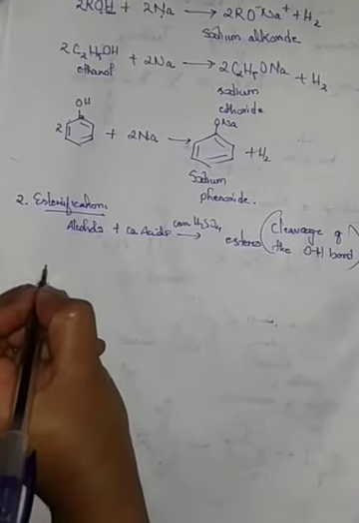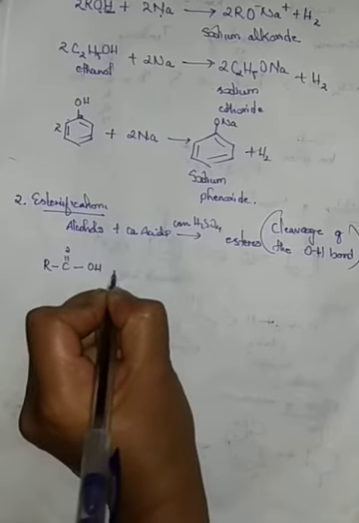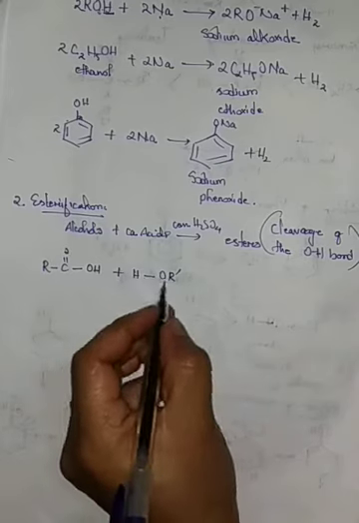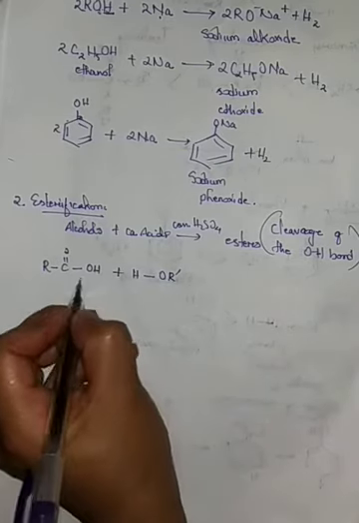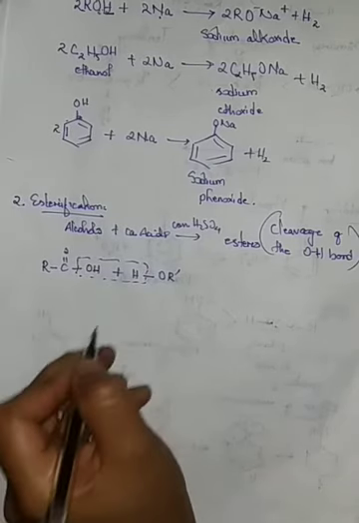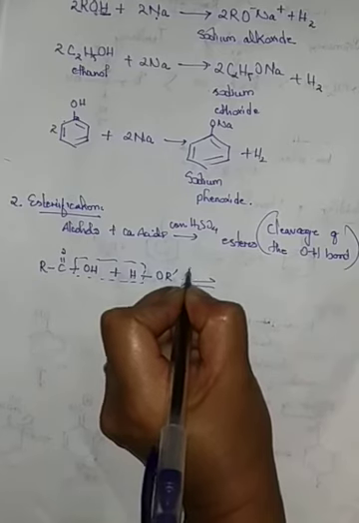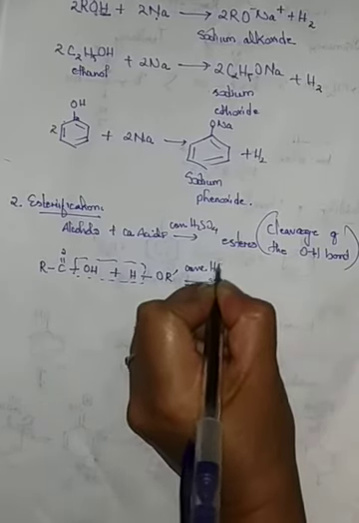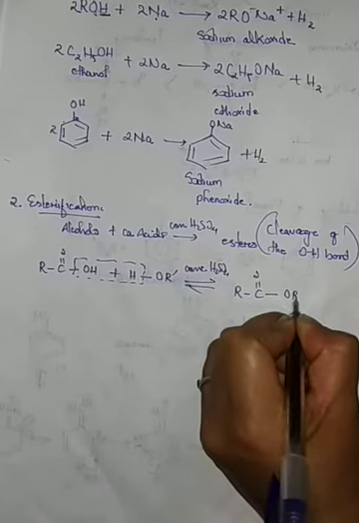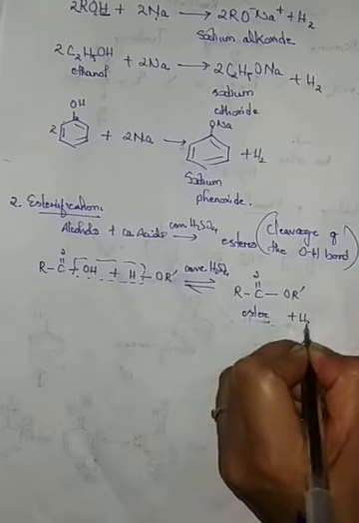Now let's check out this reaction. Let's take a carboxylic acid and then alcohol. There is cleavage of the OH bond in alcohols. Therefore, this bond will be cleaved off, and there will be removal of a water molecule in the presence of concentrated H2SO4 to give us an ester, that is C double bond O, OR. This is known as an ester along with a water molecule.